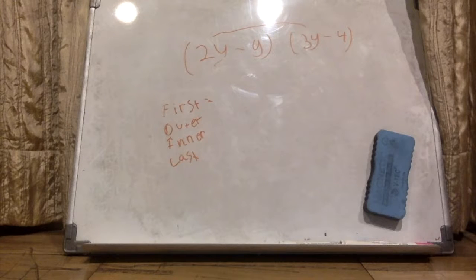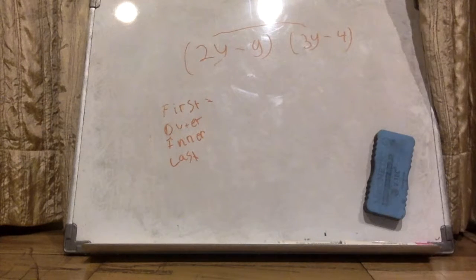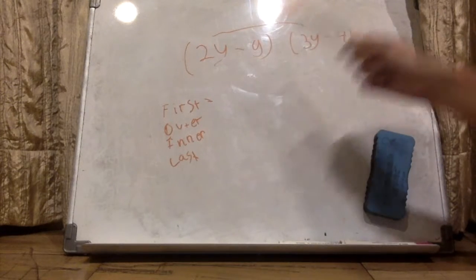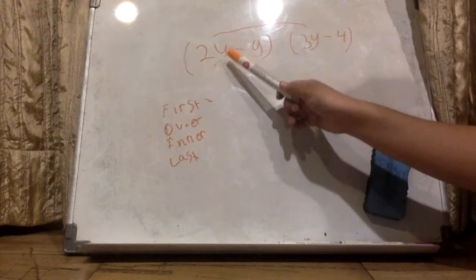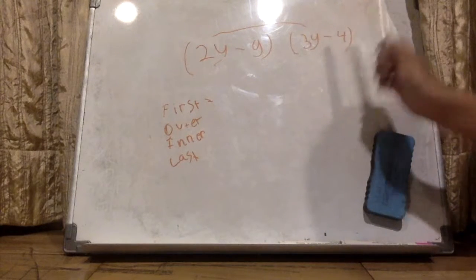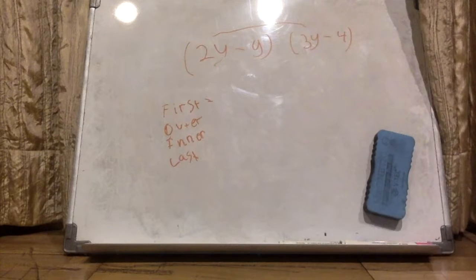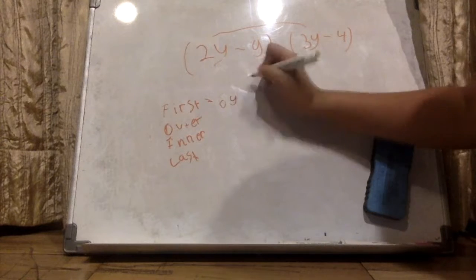Important factor: these both have the same variable, so it has to be a square. If you say 2y times 3y is 6y, that's wrong. If it's 2y times 3y, it's going to be 6y squared, because these both have the same variable. So it's going to have a square. So it's going to be 6y squared.